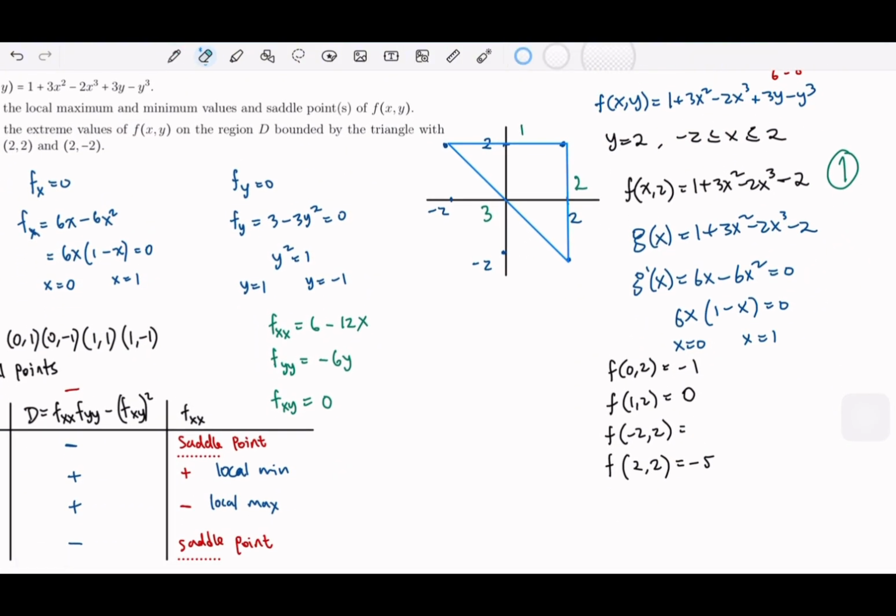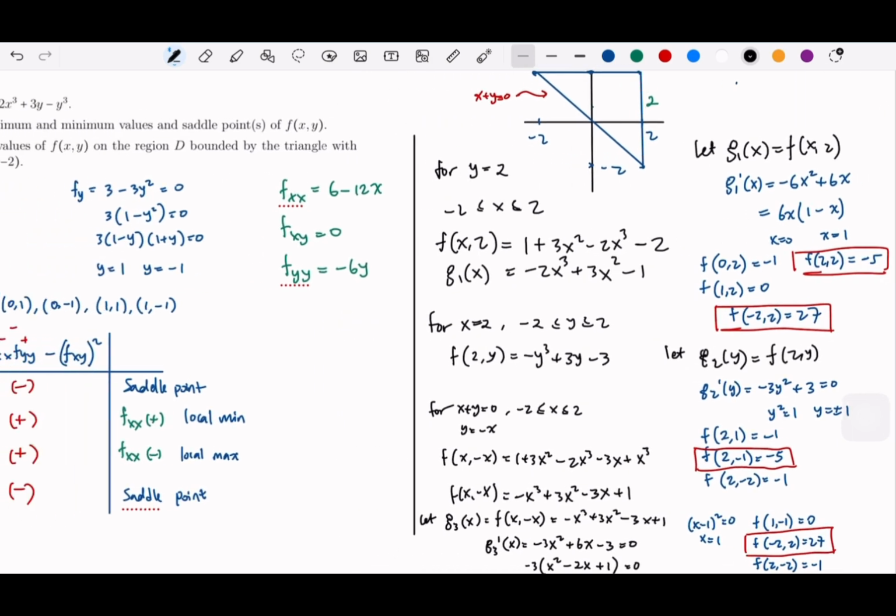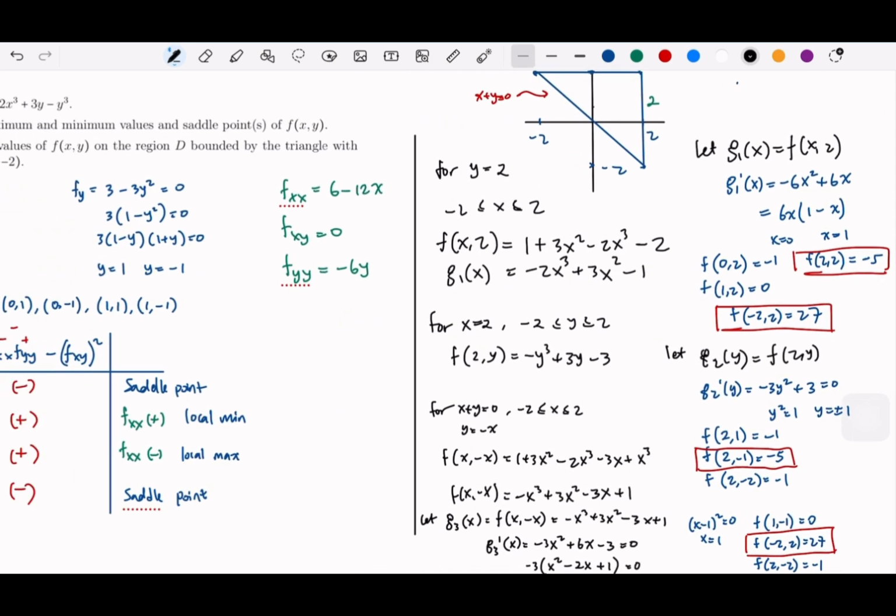This is not 1, it should be 27. I already rechecked this many times, so I'm confident this is correct. So this is 1, and then 2 is x equals 2, and then 3 is y equals minus x, or x plus y equals 0. So this is the first one. The second one is for x is constant.